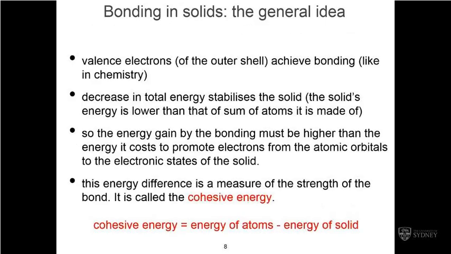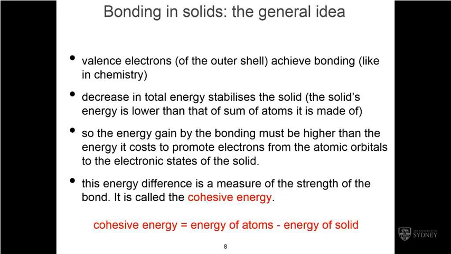Now when you've got a number of atoms that come together to form a solid, it's the outermost electrons that are involved in the bonding. What makes a particular structure is when the electrons bind together in a certain way that the total energy of the system is lowered. Otherwise it would not form that structure. So there must be an energy gain by the bonding for the structure to actually form that material.